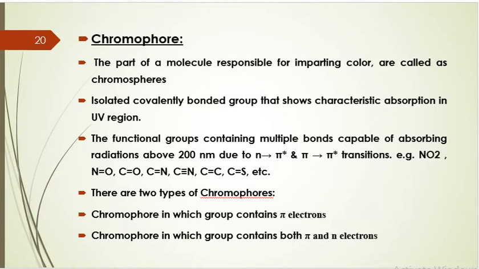Whereas there are also certain chromophores in which the group contains both pi electrons and n electrons, which are the non-bonding electrons. As a result, such chromophores have an ability to undergo two different types of transitions, that is pi to pi star transition and n to pi star transition. It is mainly seen in case of carbonyl compounds. That's why the carbonyl compound was considered an important chromophore for a particular molecule.